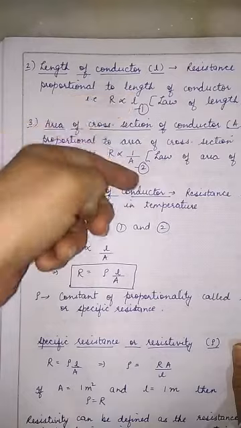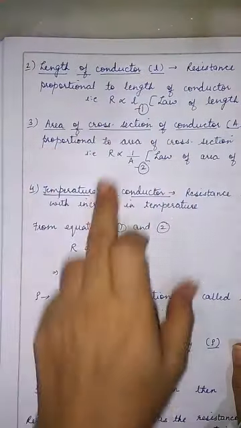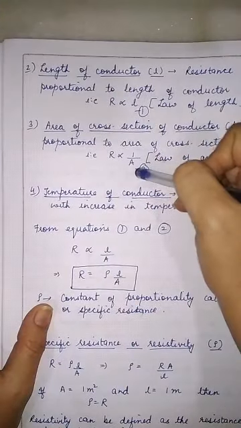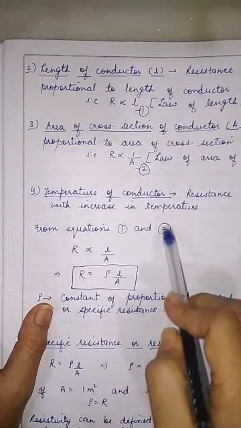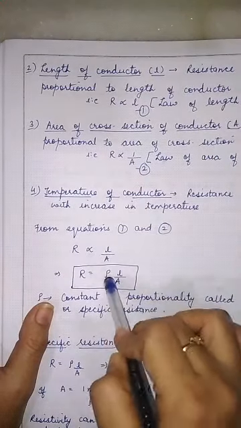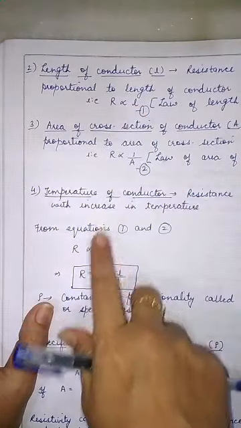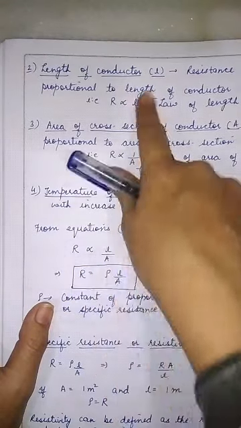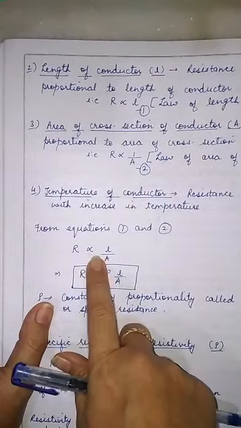So combining these two equations, because these two are direct relations, that we know it is directly proportional and it is inversely proportional. These are fixed. So combining these two equations, from equation 1 and 2, R is proportional to L by A. R is proportional to L comes from the first equation, and R is proportional to 1 by A comes from the second equation, and we have combined these two equations. So R is proportional to L by A.